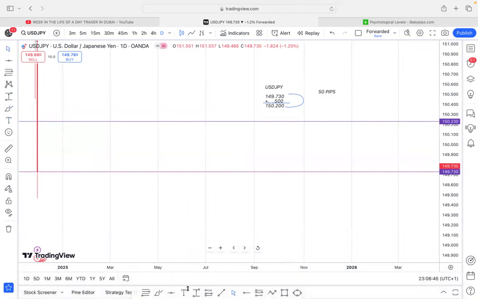So how do we verify that? We use the price range tool. Use the price range tool like this. See, price just moved 50 pips.